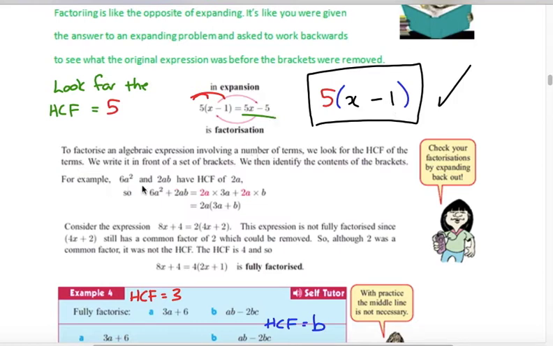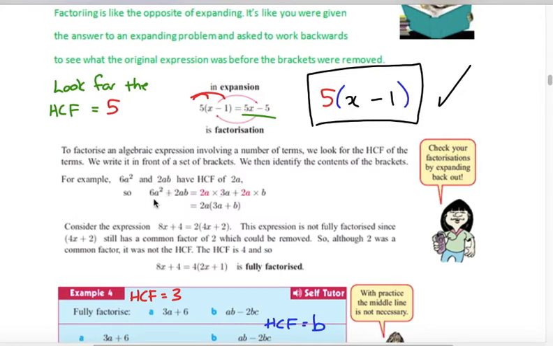So for example, 6a squared and 2ab, what's the highest common factor of both of those terms if they were together in an expression? That's right, it would be 2a. So 2, because 2 goes into both 2 and 6, and both of them have a. You can't say 2ab because there's no b in this term, and you can't say 2a squared because there's no a squared in this term.